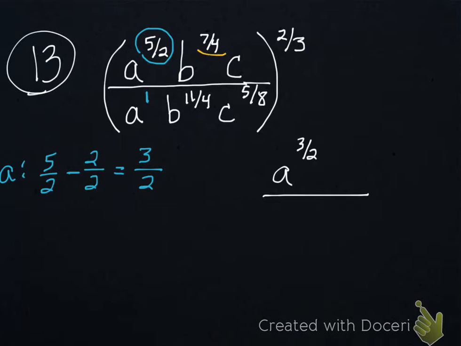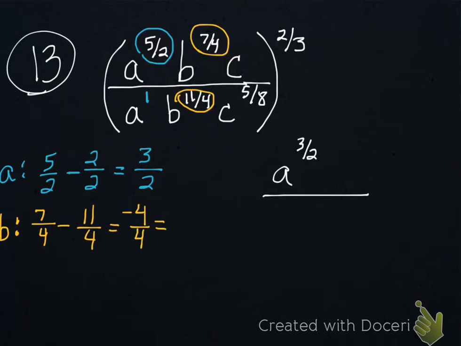Now let's look at B's. I have 7 over 4 on top and 11 over 4 on the bottom. So for my B's, I have 7 over 4 minus 11 over 4. Okay. So 7 minus 11 is negative 4. Well, 4 divided by 4 is 1. So my B is to the first power, and it's in the denominator because it had a negative exponent.